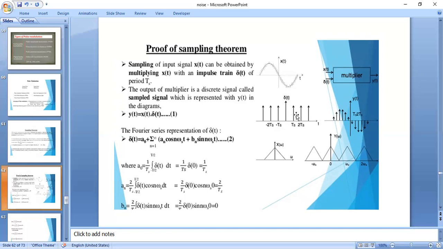This is the Fourier series representation of the impulse train. Here a naught, an and bn are called the Fourier coefficients. We can calculate these Fourier coefficients by using the formulas for a naught, an and bn. Finally, you will get a naught is equal to 1 by ts, an is equal to 2 by ts, and bn is equal to 0.